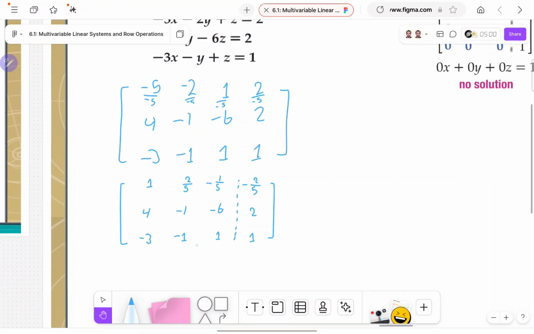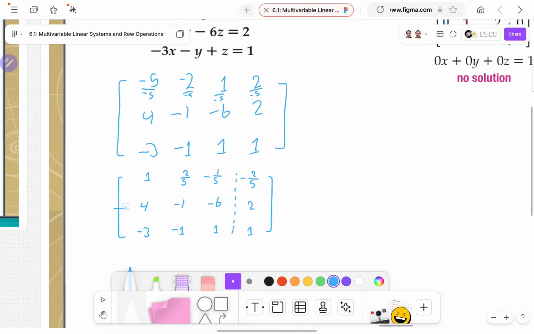Now I need to make these two values equal to 0, this one here and this one here. As I told you, here we're going to solve row 1 with row 2, and here we're going to solve row 1 with row 3. To solve row 1 with row 2, this is number 4, this is number 1. So I need to multiply row 1 by 4, then subtract it from row 2.